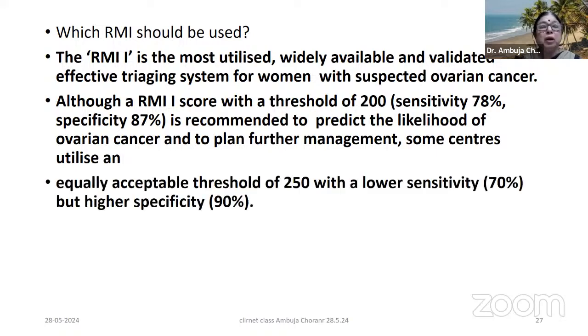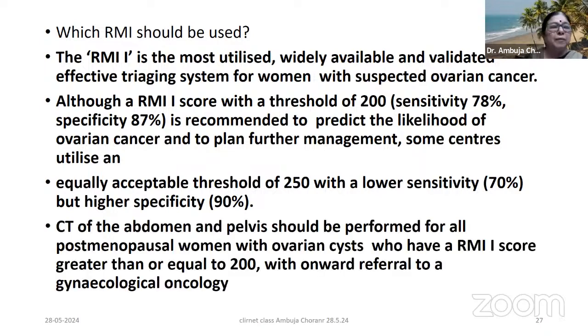Some centers use the score as 250. With this, the specificity increases. So for the RMI score, you should think that 250 is an accepted one. But if you increase the threshold, the sensitivity and specificity change. CT of the abdomen and pelvis should be performed for all postmenopausal women with ovarian cysts who have an RMI score greater than or equal to 200, with onward referral to a gynecologic oncologist. You remember now when you should do the MRI or CT scan.